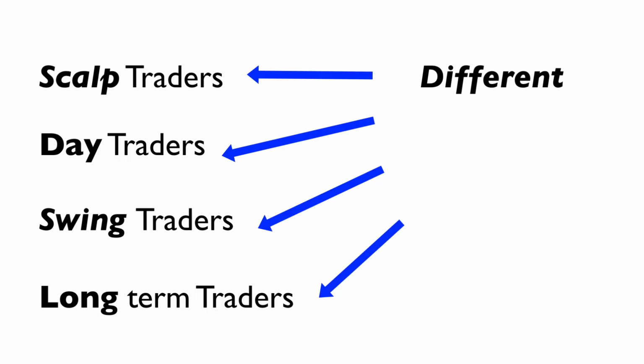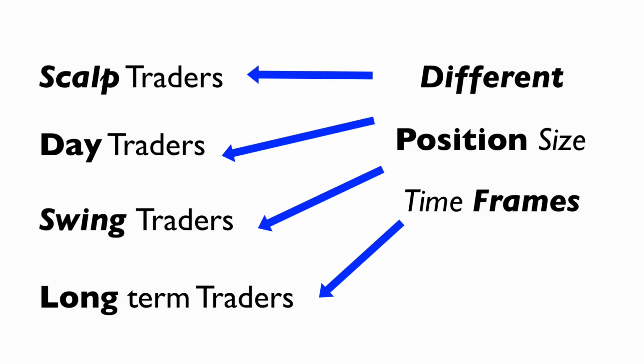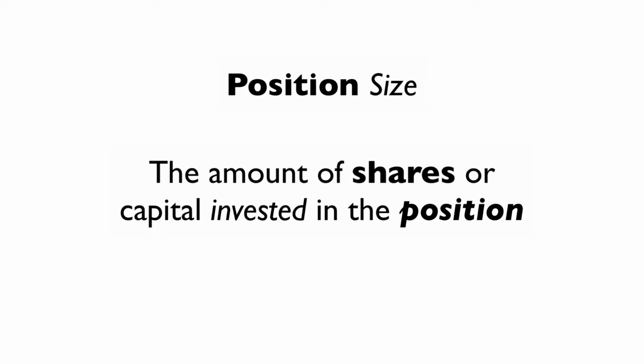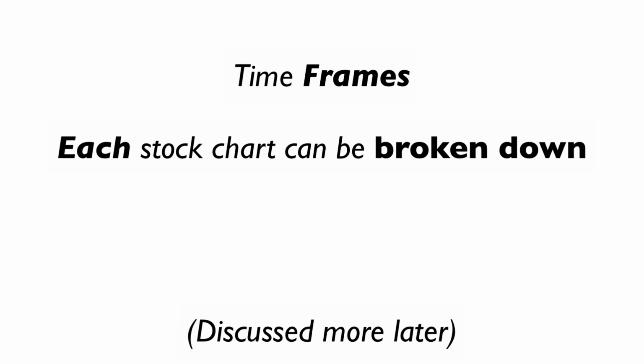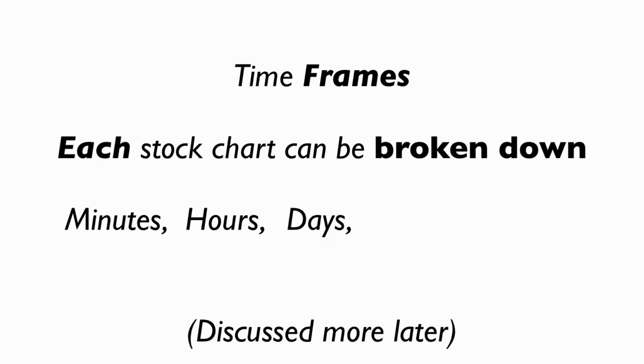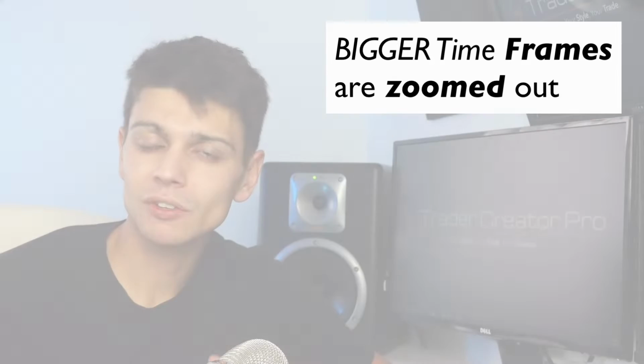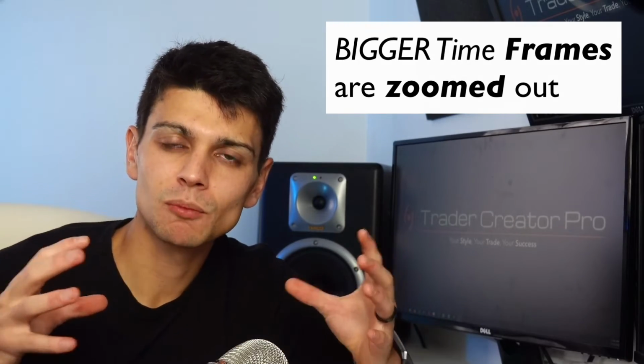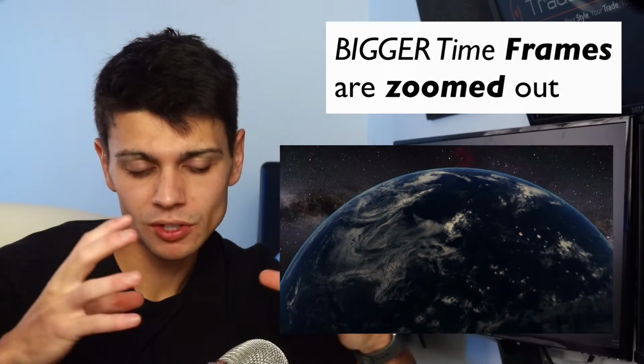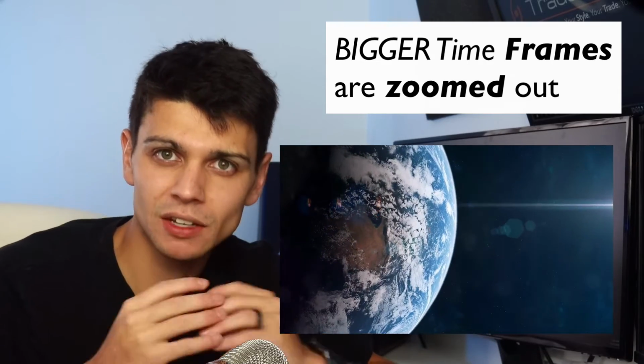Each type of trader uses different position sizing and typically uses different time frames on their charts. A position size is the amount of shares or capital that is invested into the stock or position. The time frame will be discussed more in the charting section, but it's important to know that each stock chart can be broken down from minutes, hours, days, or weekly, even monthly charts. The bigger the time frame a chart is, the more zoomed out you are, and the smaller the time frame is, the more zoomed in you are.